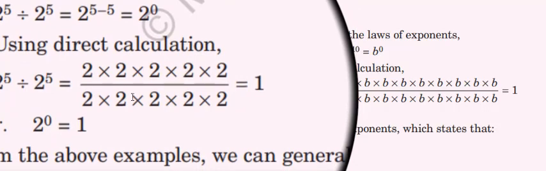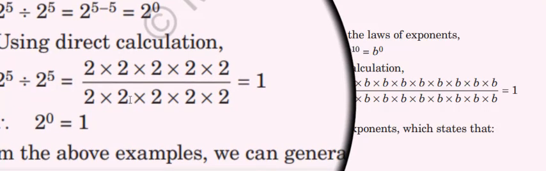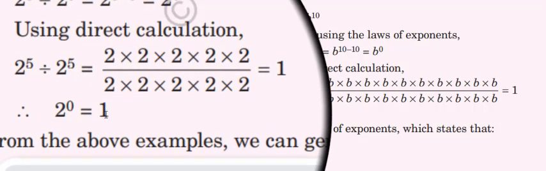Now if I calculate it directly without applying the law, 2 raised to power of 5 divided by 2 raised to power of 5 means 2 is written 5 times in the numerator, and in the denominator also 2 is written 5 times. And the result comes out to be equal to 1. So we can combine these two results, that 2 raised to power of 0 will be equal to 1.